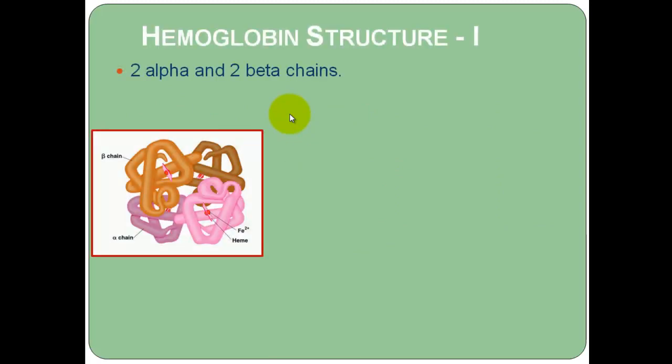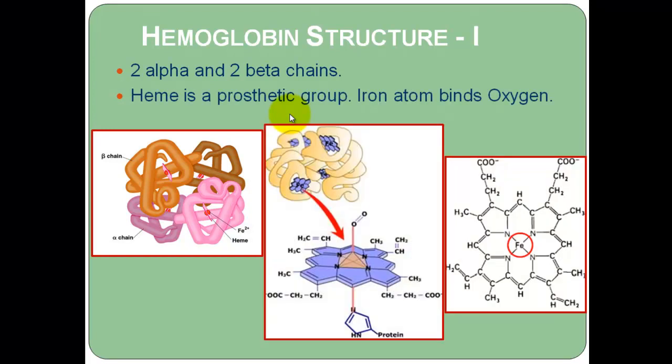Before we begin to use these concepts to understand hemoglobin's binding dynamics, let's take a look at the structure of hemoglobin. Hemoglobin consists of two alpha and two beta chains. It's made up of four polypeptide units. The heme is a prosthetic group consisting of a porphyrin ring that is associated with an iron atom responsible for binding oxygen. If we look closely into this figure, this structure here is the porphyrin ring, and as you can see, there's an iron atom in the middle that will eventually bind the oxygen.